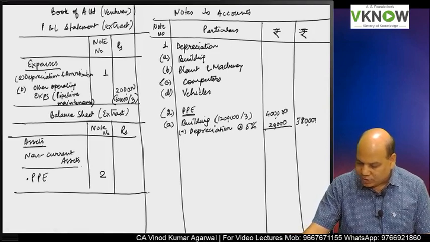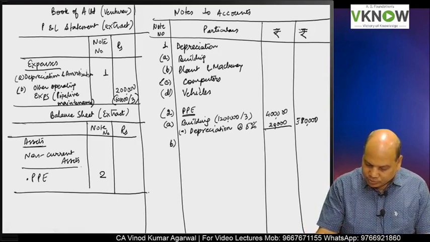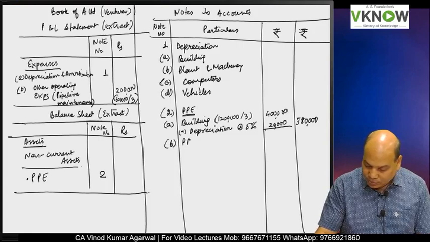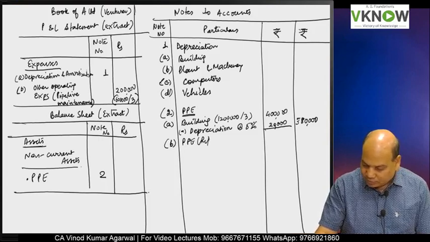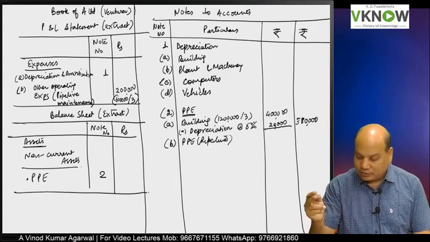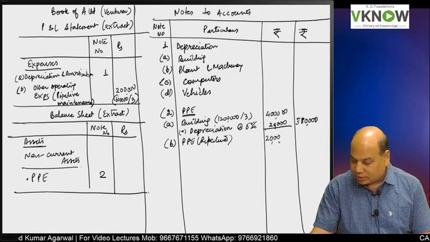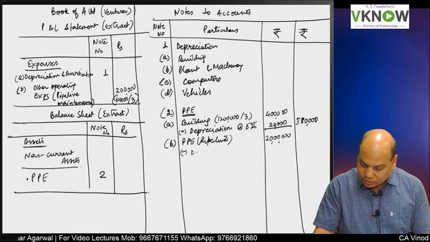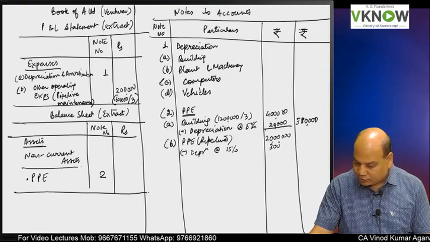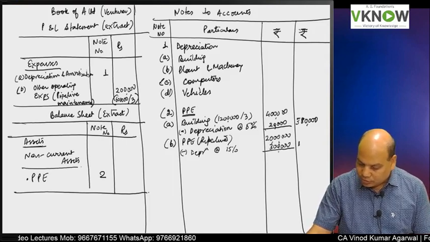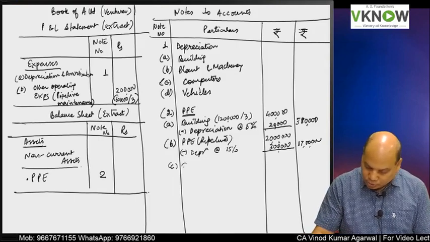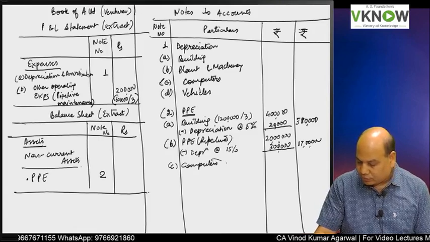3,80,000. Only for presentation we have to write all this. Point number B, the next asset was pipeline, PPE, bracket pipeline. Take on your calculator, pipeline cost is 60 lakh divided by 3, 20 lakh. Less depreciation at the rate 15%, that is 3 lakh. So this will be 17 lakh.